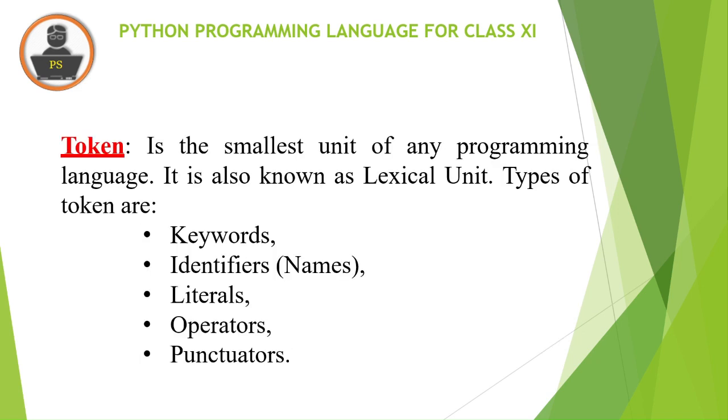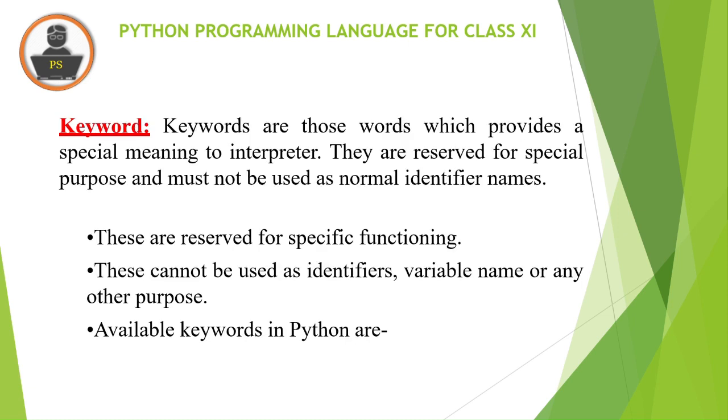Token is a small unit of any programming language. It is also known as a lexical unit. Okay, so tokens may be of different types. It may be keywords, identifiers, literals, operators, punctuators. Now I'm just going to discuss keywords.